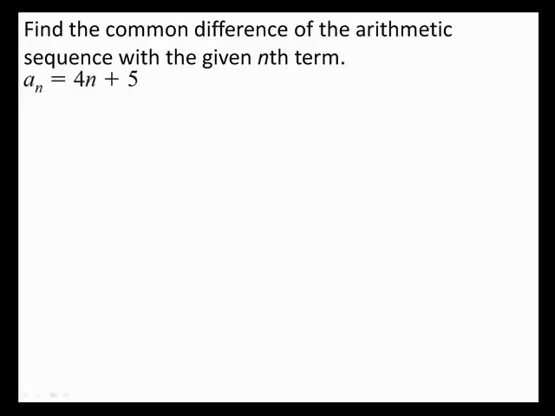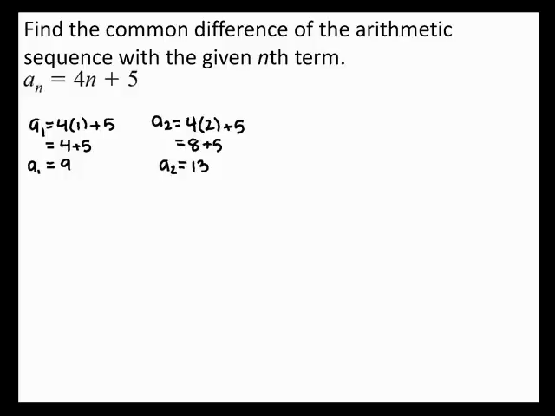Find the common difference of the arithmetic sequence in the given nth term. A sub n is equal to 4n plus 5. Substitute 1 in for n. Simplify 4 times 1. Simplify 4 plus 5. You find that a sub 1 is equal to 9. Substitute 2 in for n. Simplify 4 times 2. Simplify 8 plus 5. You find that a sub 2 is equal to 13.